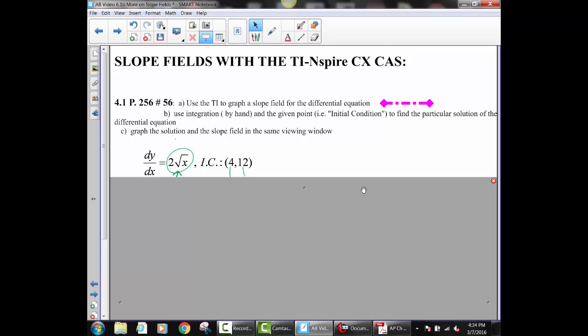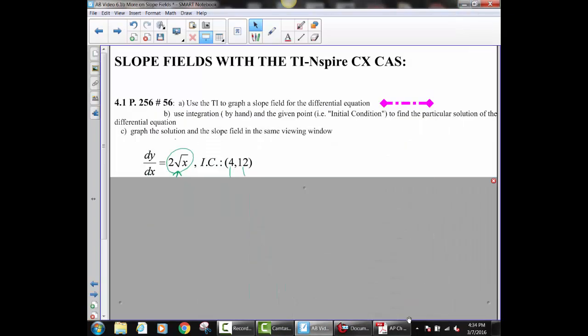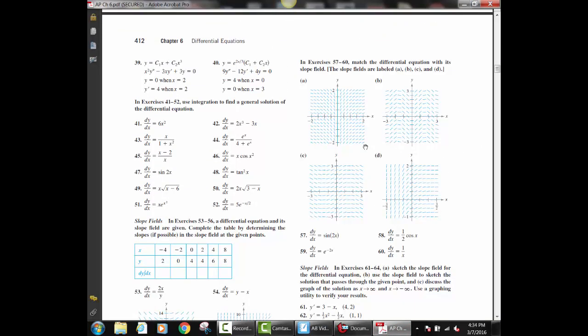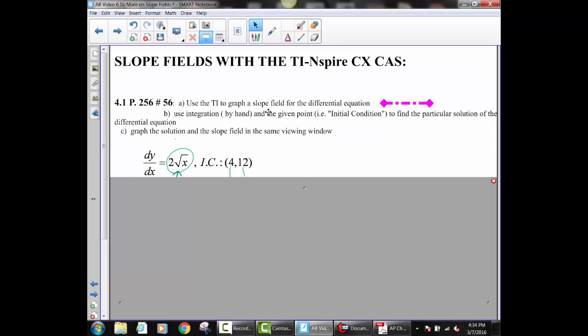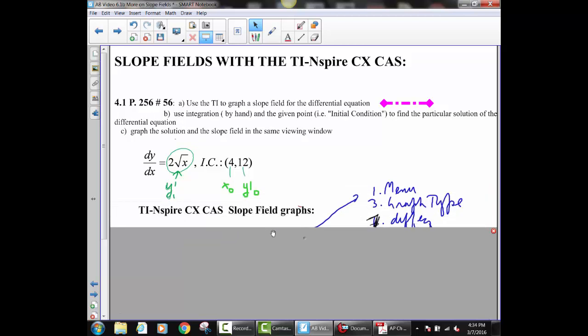So in number 56, I think this is not even in the right chapter, page 256, number 56, that's way back. Okay, so I'm not going to bother going back there. It says, use a TI to graph the slope field for the differential equation. Use integration by hand and the given point, which is the initial condition, to find the particular solution of the differential equation. Graph the solution and the slope field in the same viewing window. So we're given dy/dx equals 2 root x with an initial condition of (4, 12).